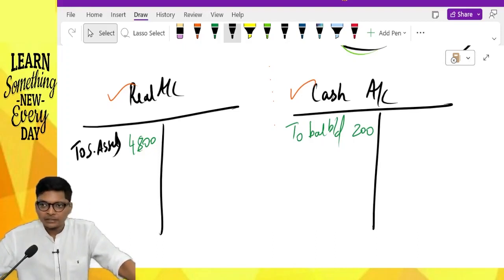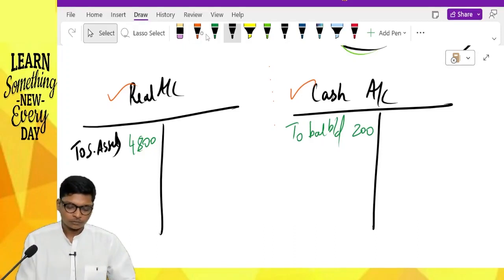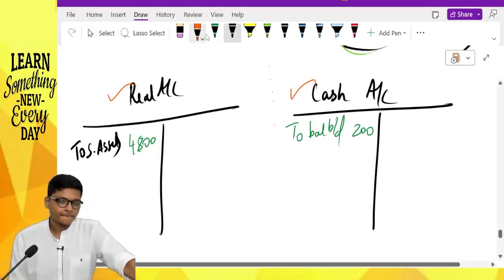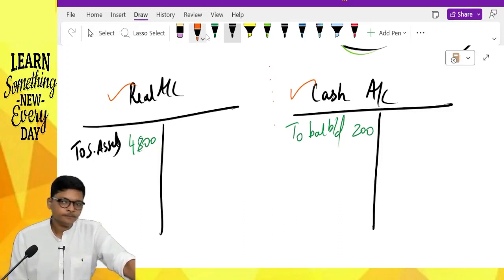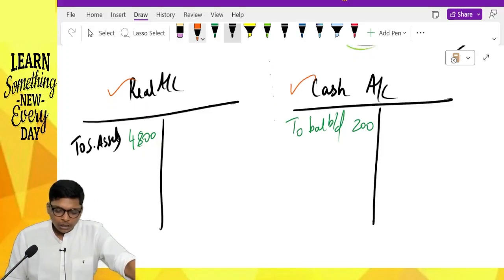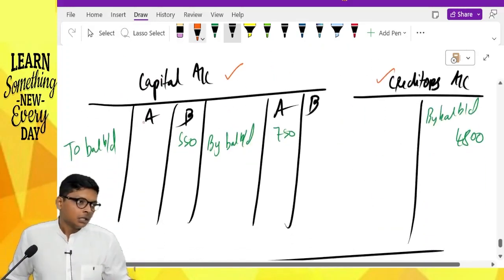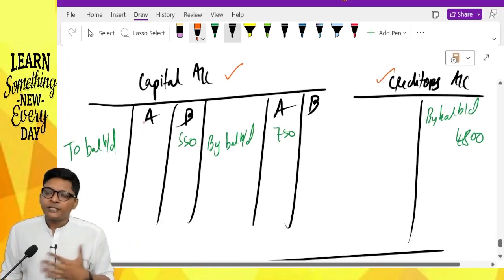Able to follow, guys? Realization account, cash account, capital and creditors. Have you transferred, guys, everything? Can you do this step by yourself without my help?